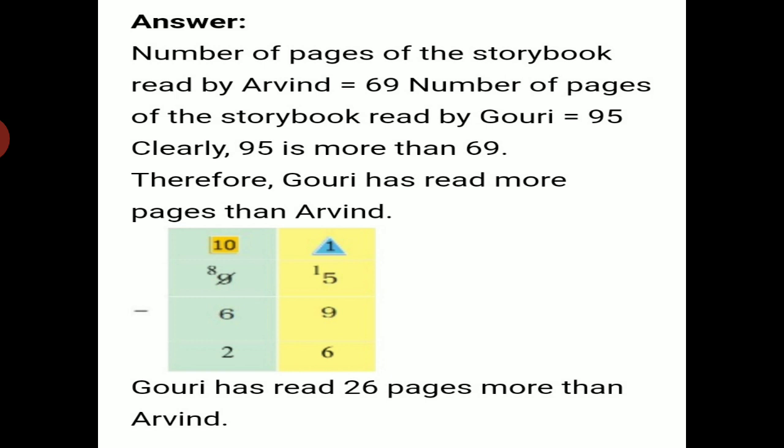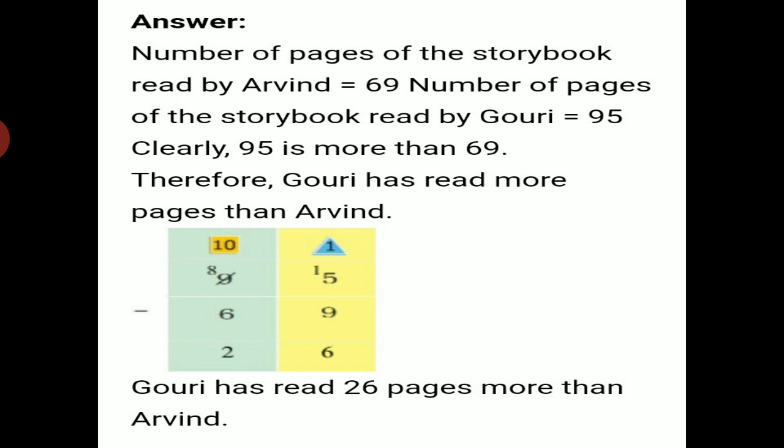Now 95 minus 69. First you have to arrange in the columns of tens and ones. Now you have to subtract 9 from 5. But 9 is a greater number and 5 is smaller. So you cannot subtract 9 from 5. So what do you have to do? You have to borrow from 9. Now 9 will give 1 ten to 5, and this number will become 15. Now 15 minus 9 is 6.